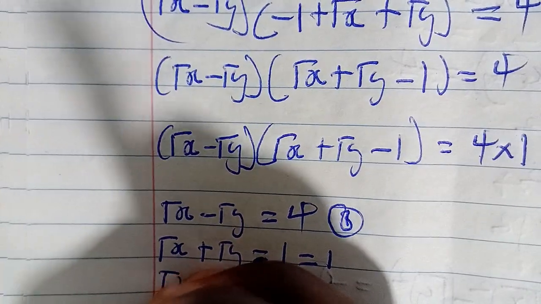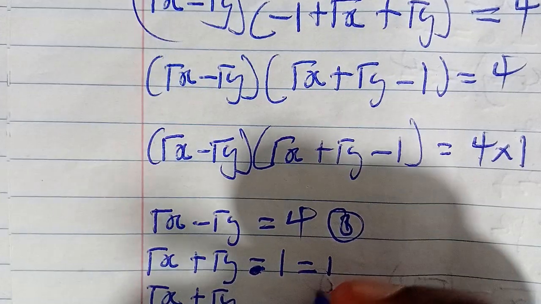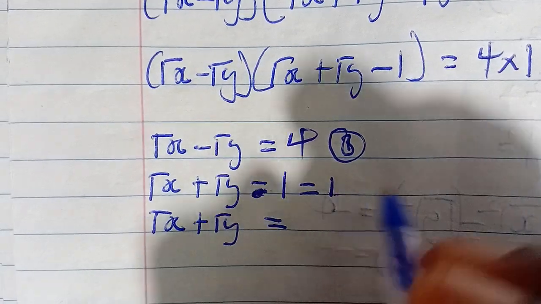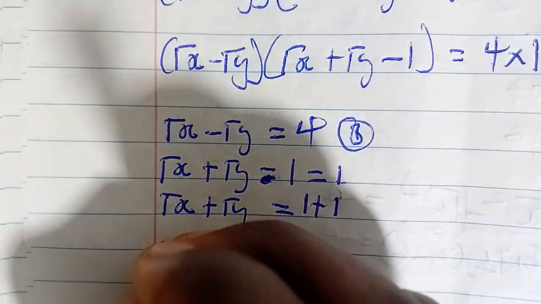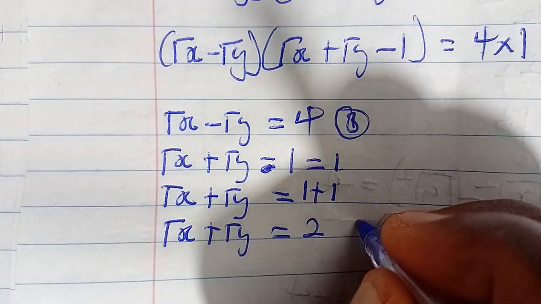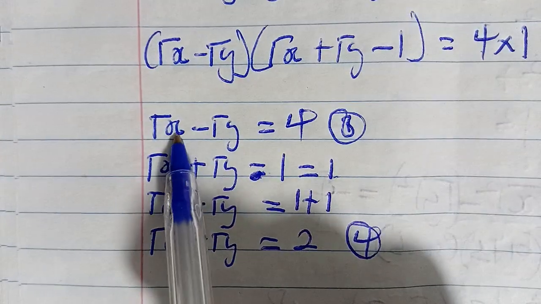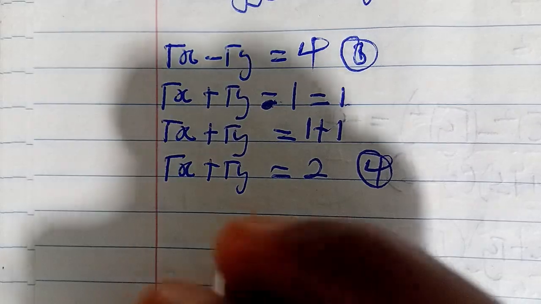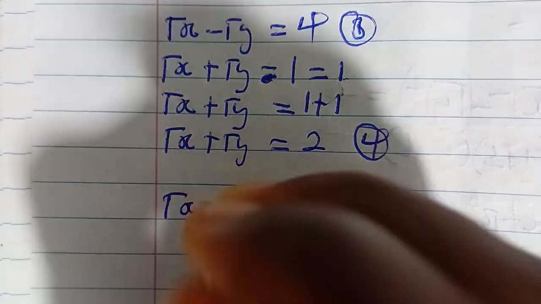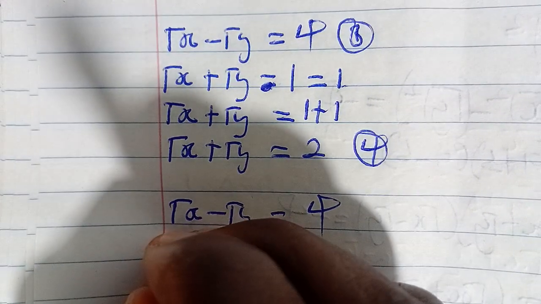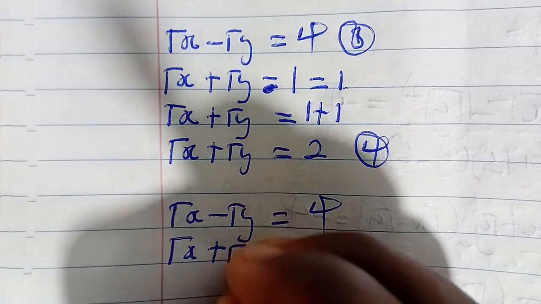So this will give us root x plus root y is equal to, this minus 1 is going to cross here, so you're going to have 1 plus 1. So root x plus root y is equal to 2. Let's call this equation 4. Now we have equation 3 and equation 4, so let's group them. Equation 3 is root x minus root y is equal to 4, and equation 4 is root x plus root y is equal to 2.